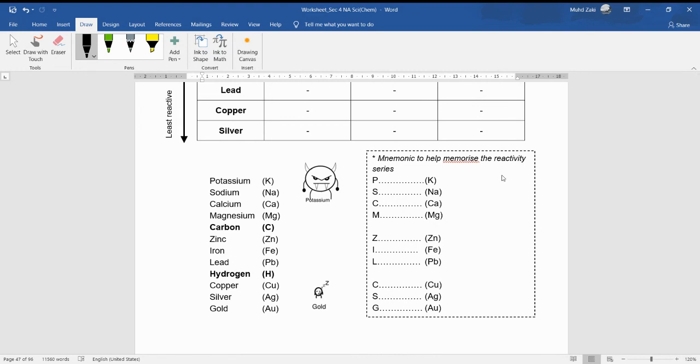So for potassium, sodium, calcium, magnesium, zinc, iron, lead, copper, you can replace with: potassium, please, sand, camels, monkeys, zebras in large crates soon, George. This is a bit lame, but well, you can have your own words. George is the name of a person.